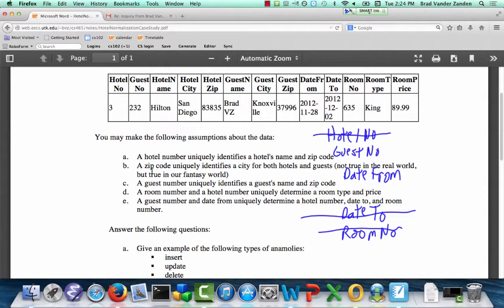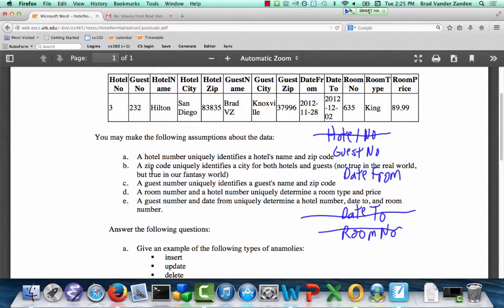Now, since guest number and date from are the primary key, their values have to be non-null if you insert any tuple into the database. So now I'm going to come back to what you were saying earlier, which is we have a new hotel. Let's say we just finished completing it, but we don't have any bookings for it, and we want to add that hotel. Let's say it's a Hampton Inn.